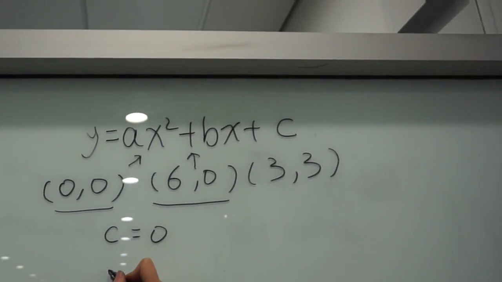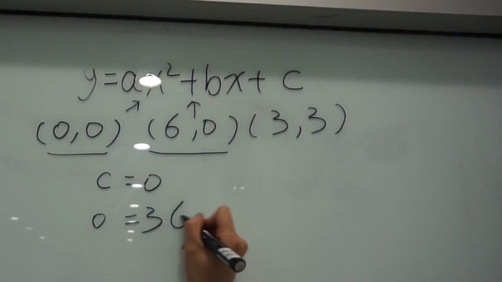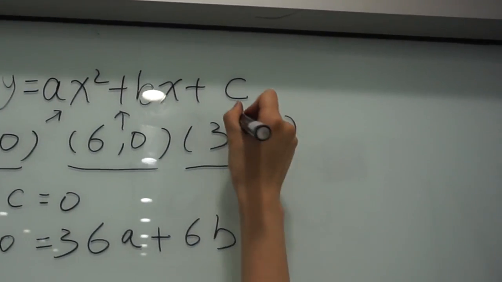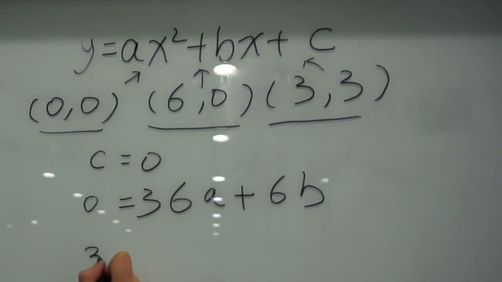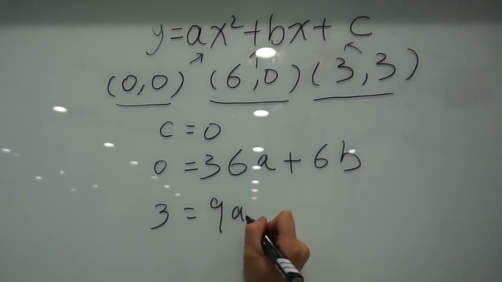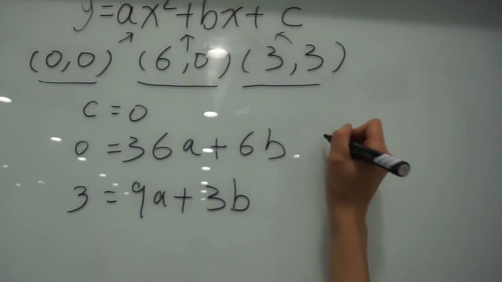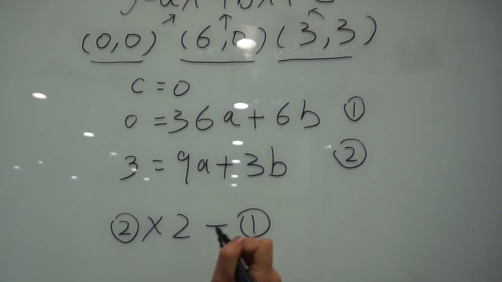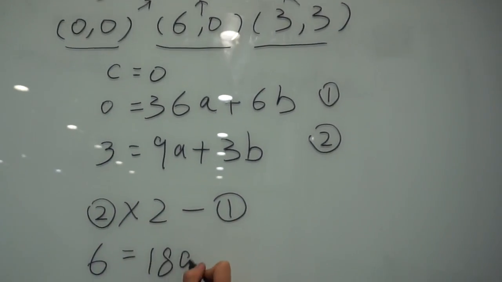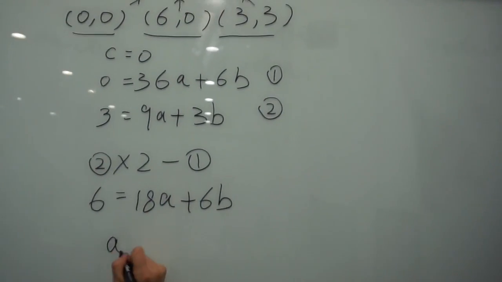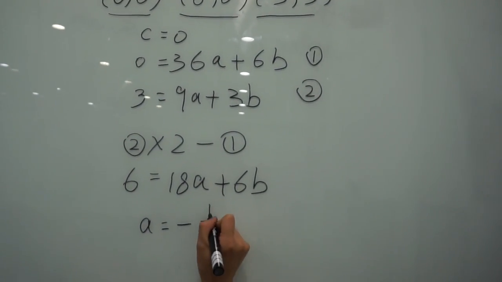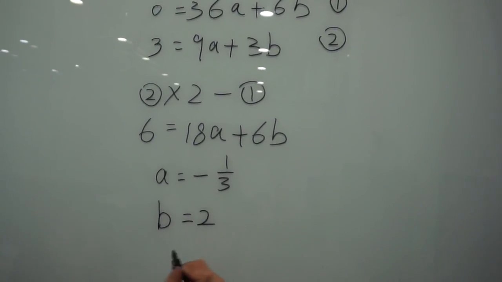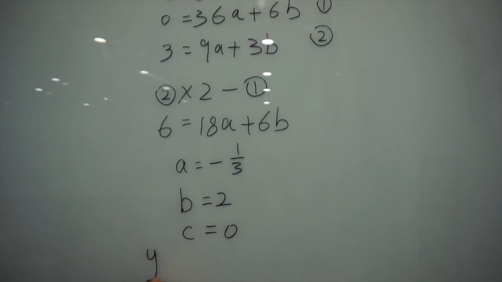First we get c equals 0, and then 0 equals 36a plus 6b. The third one is 3 equals 9a plus 3b. We call these two equations 1 and 2. Then we multiply equation 2 by 2 and subtract equation 1. Then we get 6 equals 18a plus 6b, minus equation 1. Finally, we find a equals minus 1 over 3, b equals 2, and c equals 0. So the equation is y equals minus 1 over 3 x squared plus 2x.